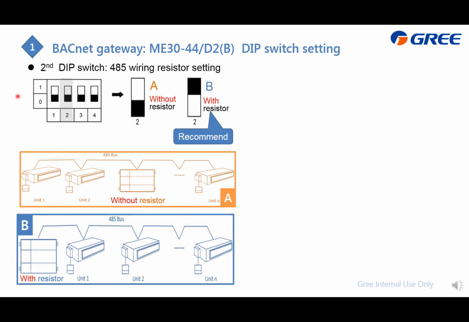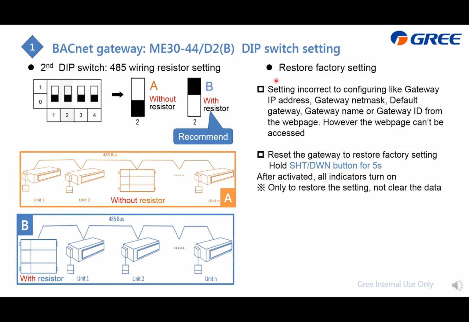Dip switch setting. This time we only use this second dip, which turns the built-in resistor on or off. As it is an RS485 connection, if this gateway is located at the top or tail of this RS485 bus, then we need to turn on this built-in resistor to ensure the communication. Although this A and B connection is allowable, we recommend this B to ensure the communication. And this is how to restore to factory setting, already introduced.